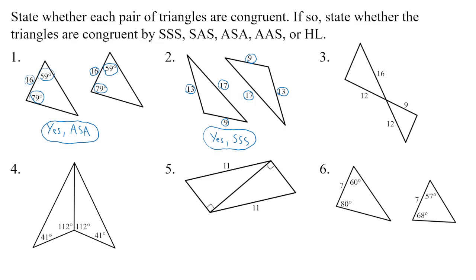All right, if you look at number 3, well, we know that these two angles are congruent because they're vertical angles. However, these two sides are not congruent, and these two sides are not congruent. Therefore, the triangles are not congruent.